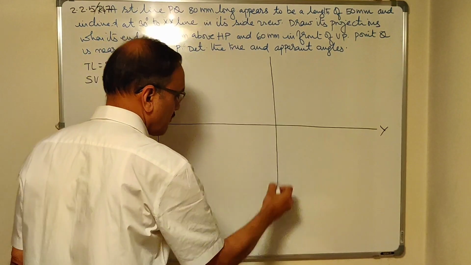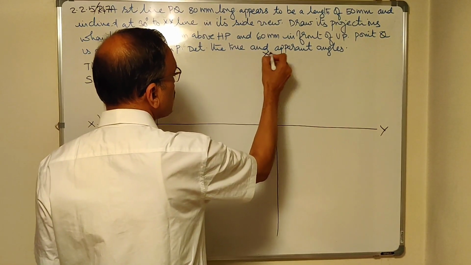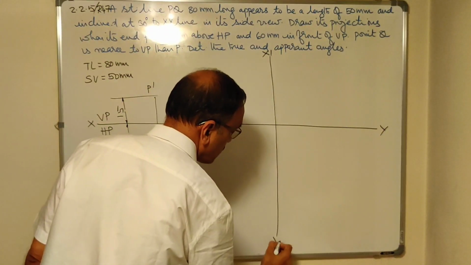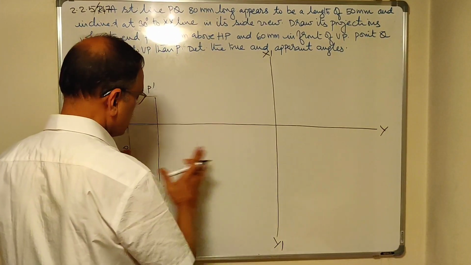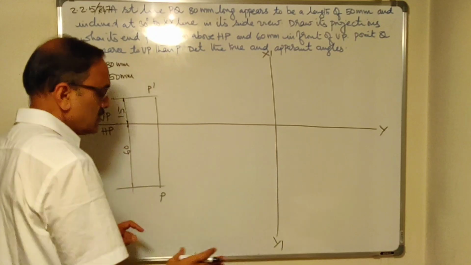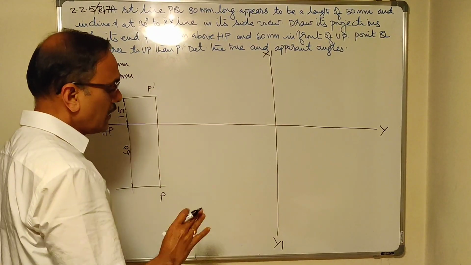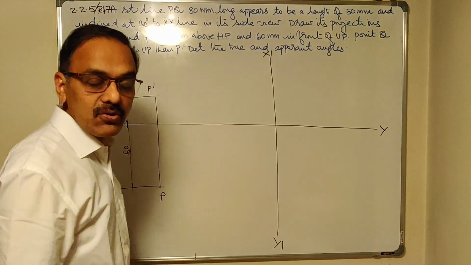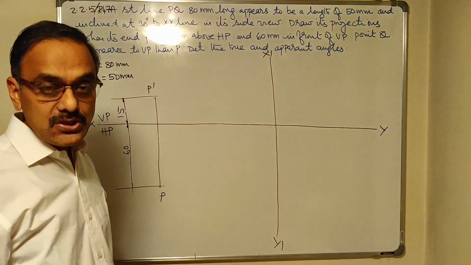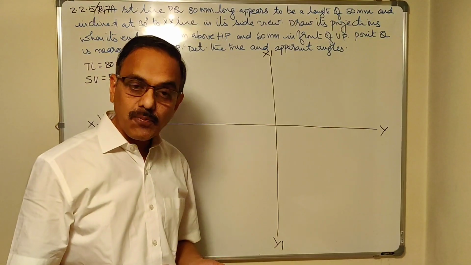So let me draw the x1 y1 line here, with x1 and y1 at some distance, but you should maintain some distance because I have to accommodate the top view here and the front view here. I am going to draw the side view of the point P. This you know, we have done it in projection of points.